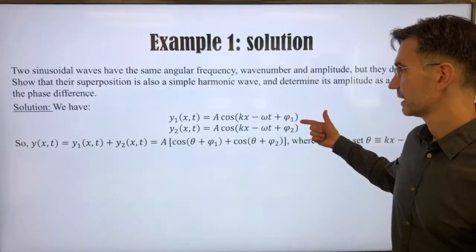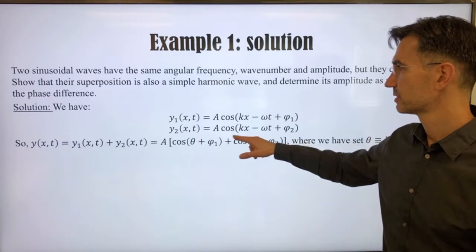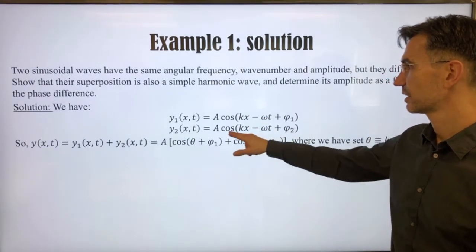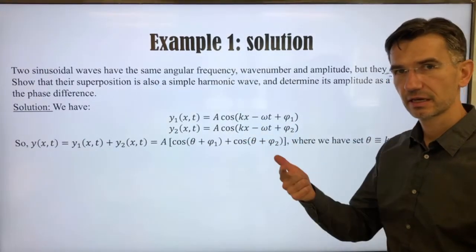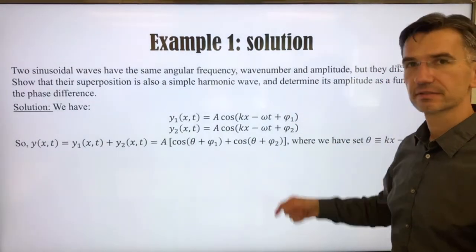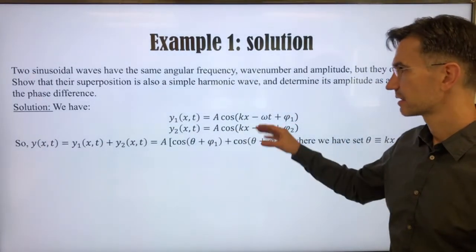Here are our two waves. We're told they have the same amplitude, same wavelength, same frequency, so I've kept these parameters the same: A, k, omega. But they have different phases. So now let's add them up.